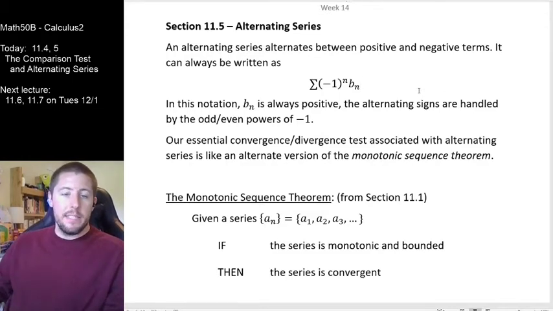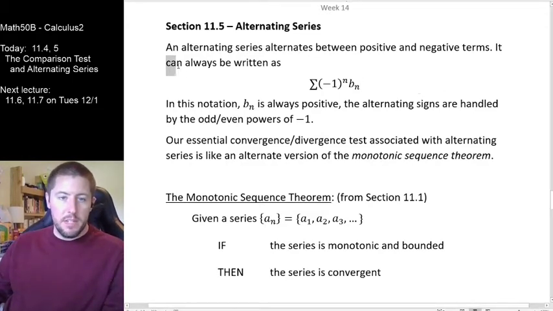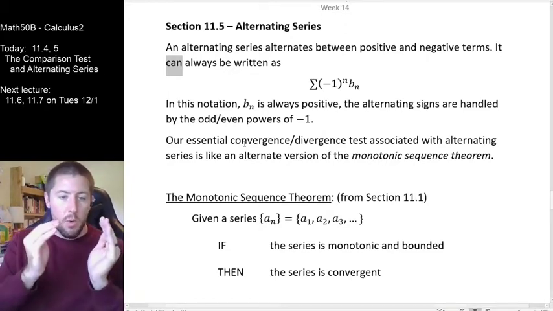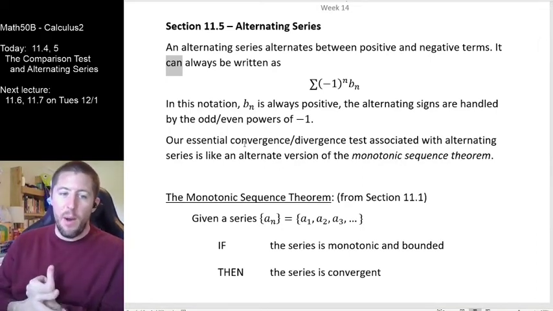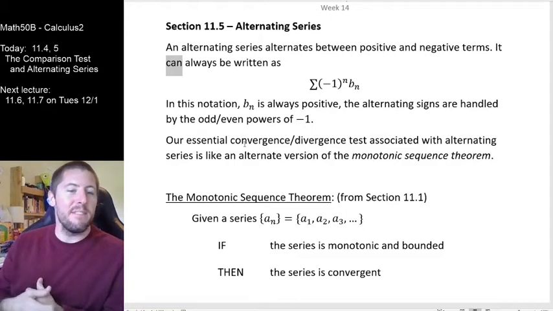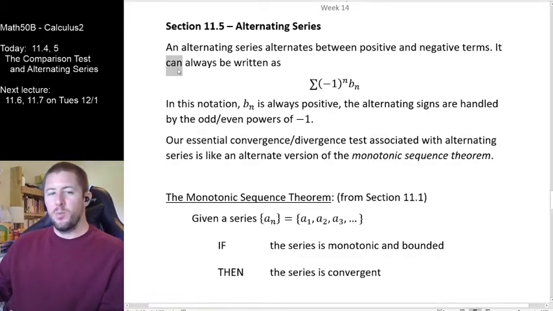The last thing I want to say before I walk away from this definition is I would like to highlight that word: not all alternating series are written with a negative 1 to the n power. All of them can be written that way, and that's really important. We're going to see that in our final example here today. This word can will come back to us right here.